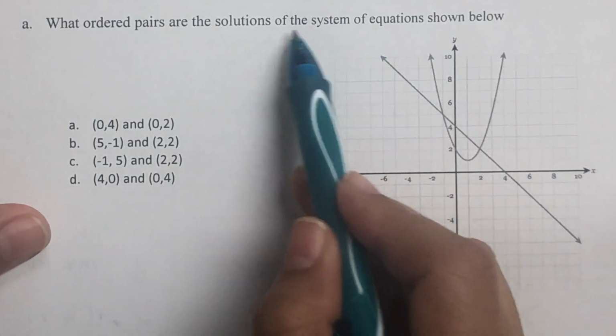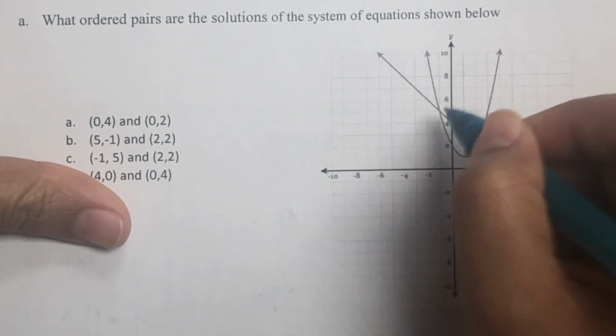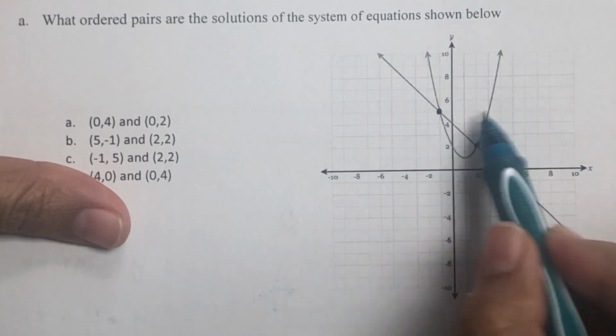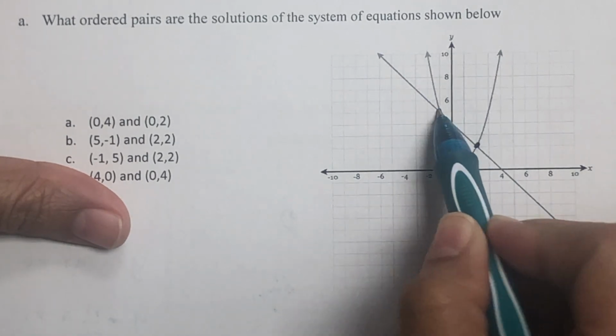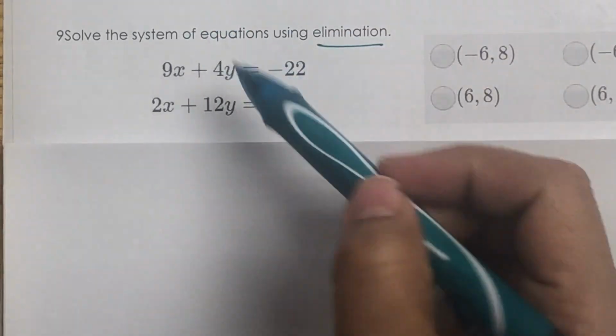What ordered pair is the solution to the system below? So remember, again, solutions is where the two lines are intersecting. So it intersects right here and right here. So write down those solutions. It's negative 1, 5.